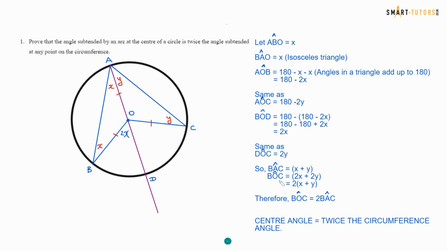Now the next step: same as DOC, you can prove that is going to be 2y. So BAC is going to be x plus y, and BOC is going to be 2x plus 2y, which if you factorize is 2 times (x plus y) inside the brackets. Therefore BOC is equal to twice BAC. So the theorem is true. The center angle is equal to twice the circumference angle. So that is the proof for the first question.